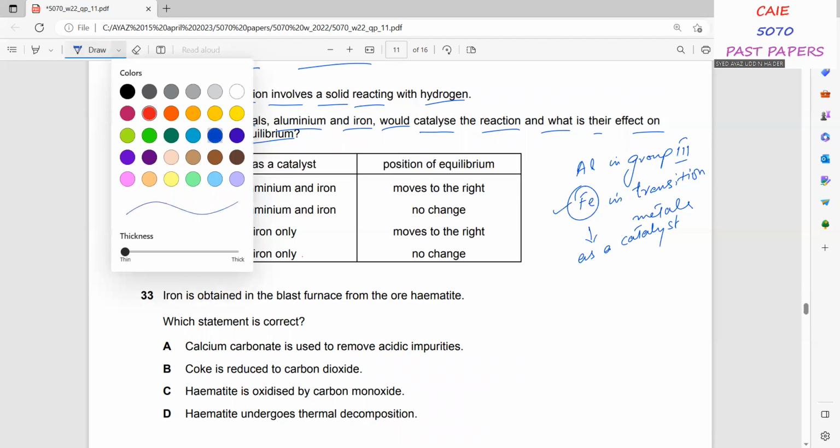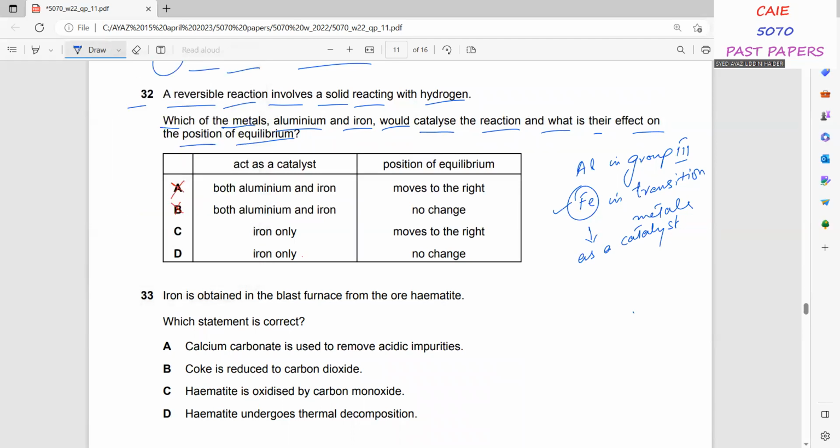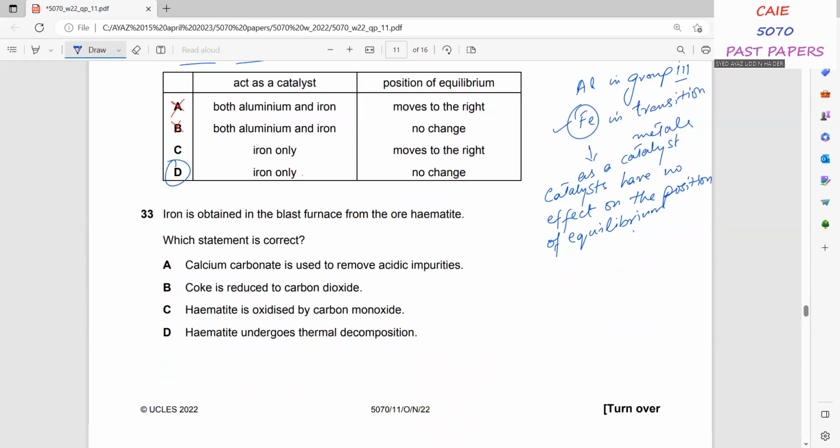Now, second point, what will be the effect of catalyst on the position of equilibrium? Catalysts have no effect on the position of equilibrium, because they increase the rate of both forward and backward reaction. So it means it has no effect. Overall, there will be no change. So only choice D will be the right answer in this case.